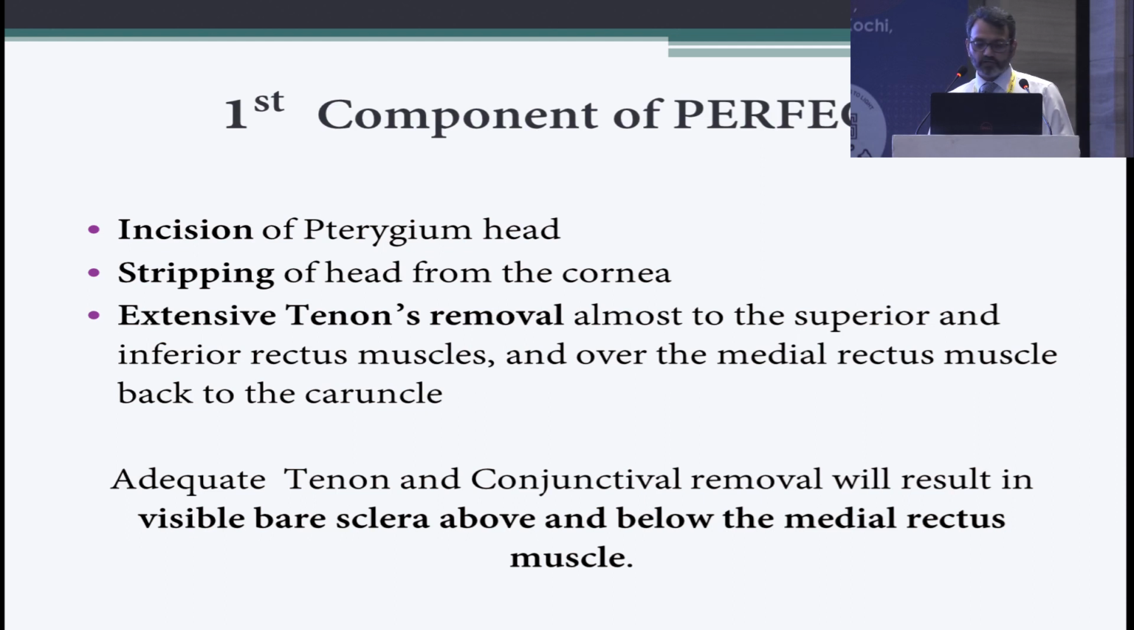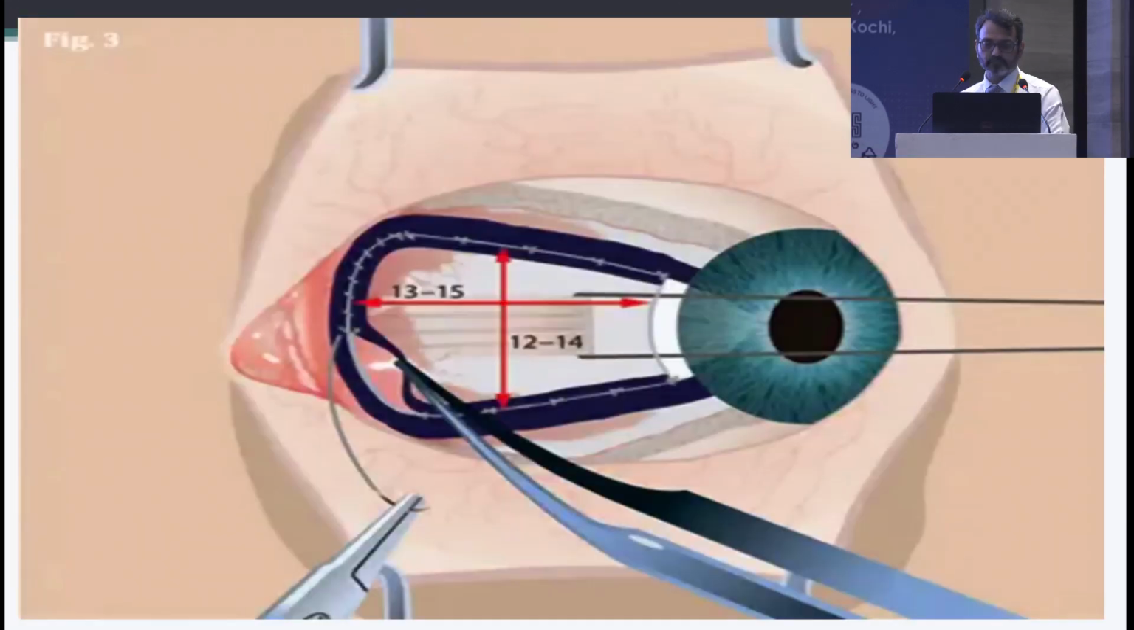And adequate tenon and conjunctival removal will result in visible bare sclera above and below the medial rectus muscle. We have to hook the medial rectus muscle. Many times pterygium surgery is done under subconjunctival infiltration of the anesthetic agent, but this technique needs a peribulbar block. We need to hook the medial rectus, pull the eye, and then we will be able to dissect the tenon from the area that we want to remove.